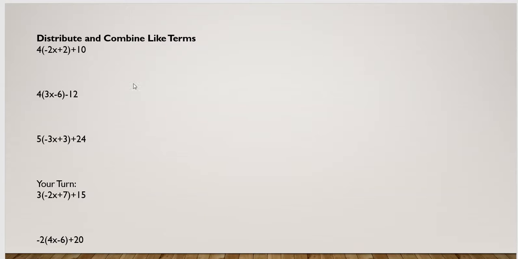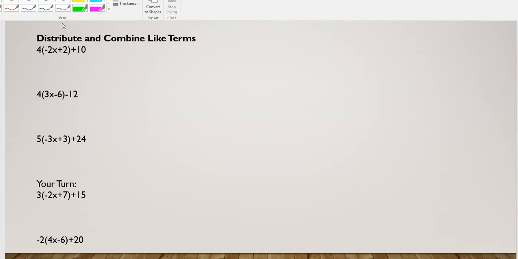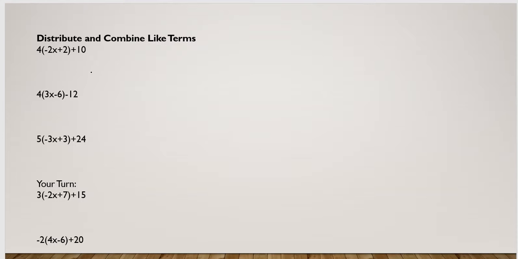Okay, so now we are ready to put together distributing and combining like terms. So if something needs to be distributed, you always take care of that first. As we look at this expression right here, because we have this 4 next to this parenthesis, we need to make sure that we distribute it to both of these terms before we combine like terms. So 4 times negative 2x is a negative 8x. 4 times 2 is 8. And then we still have our positive 10.